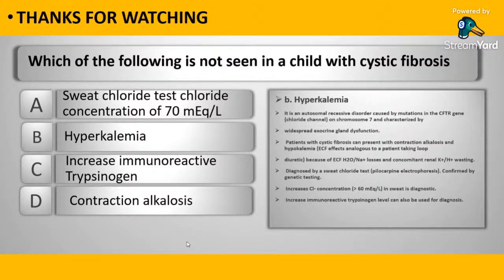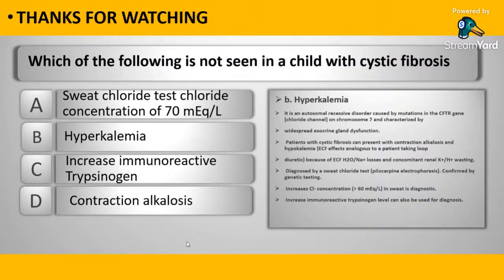It is diagnosed by a sweat chloride test, pilocarpine iontophoresis, confirmed by genetic test. Increased chloride concentration of more than 60 milliequivalent per liter in the sweat is diagnostic. Increased immunoreactive trypsinogen level can also be used for the diagnosis. This cystic fibrosis is a very important topic.